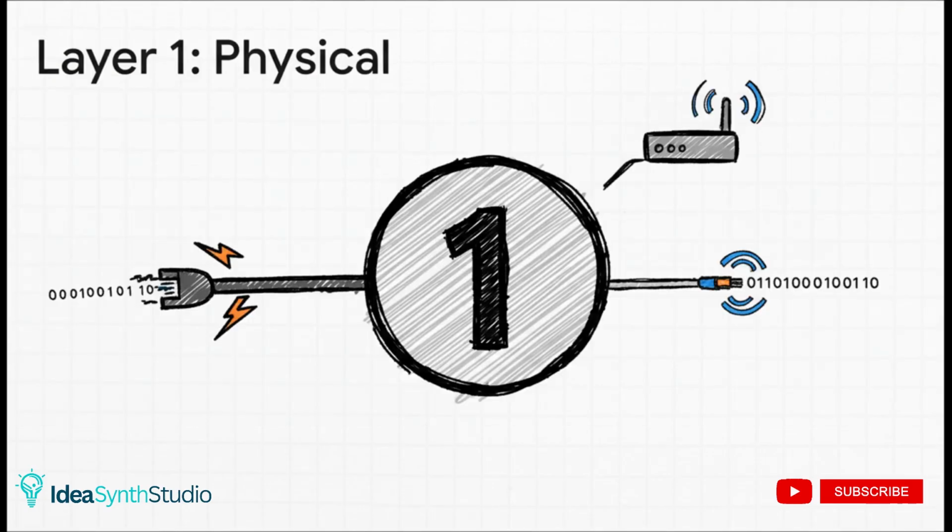So, layer 1, the physical layer, is all about the tangible stuff, the hardware you can actually touch. We're talking about raw bits, the ones and zeros, being turned into physical signals. Think of the electrical pulses zipping through an Ethernet cable, flashes of light in a fiber optic line, or the radio waves for your Wi-Fi. It's simple. If your cable's unplugged, nothing else matters. This is where it all begins.